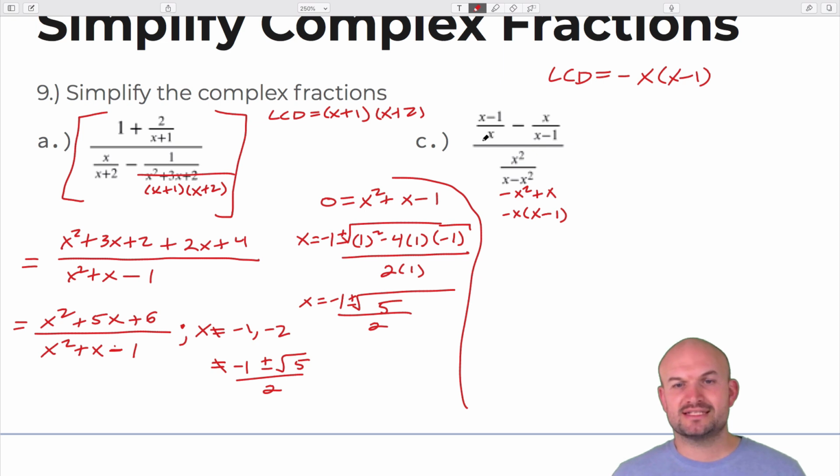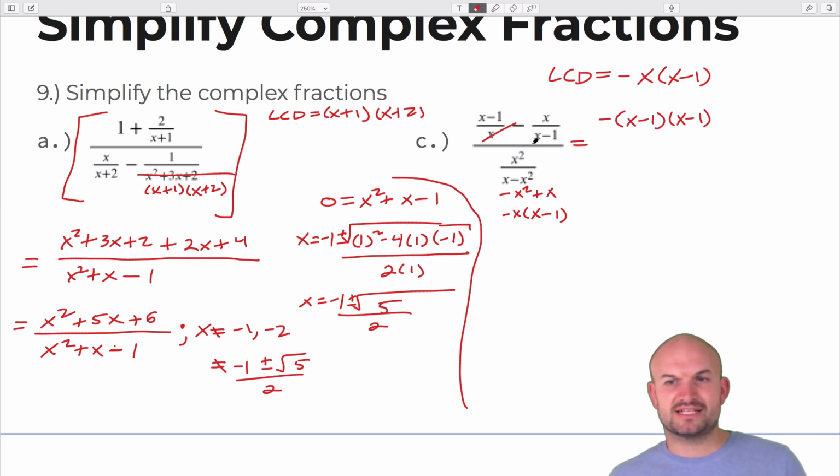So here, my x's are going to divide out. But therefore, I'm going to have a negative x minus 1 times x minus 1. So let's see, that's going to be a negative x minus 1 times an x minus 1. Over here, my x minus 1s are going to divide out, so that's going to leave me with a negative x times a negative x.